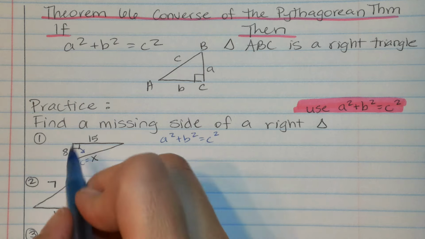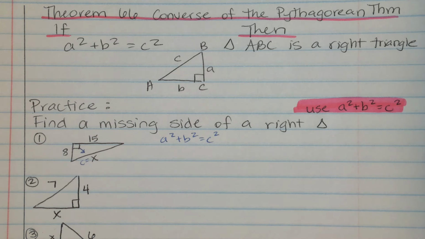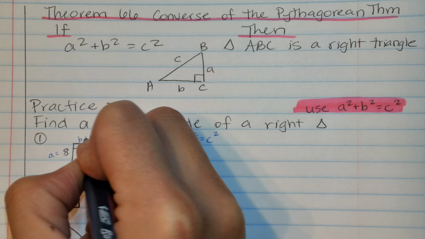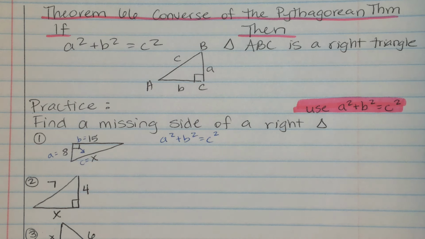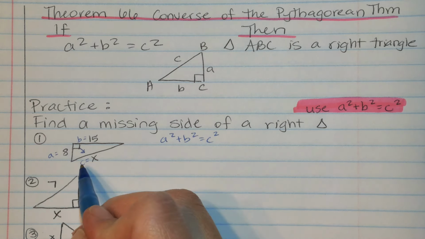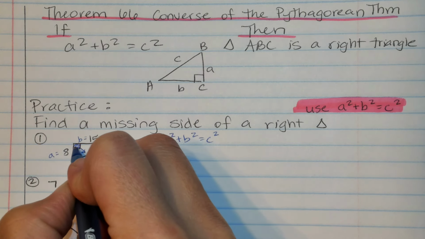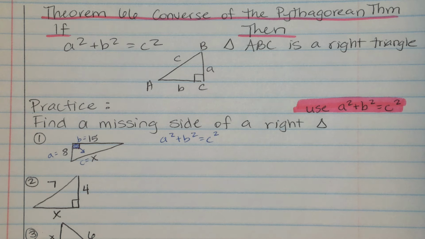Okay, the other two sides, it does not matter. I could switch the A and the B. I'll just say that A is 8 and B is 15, but it really doesn't matter. You could switch them. The one that matters is the C. C has to be across from the right angle. Find the right angle and go across from it.